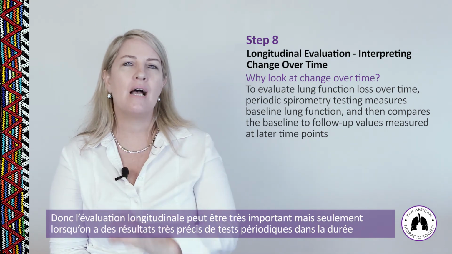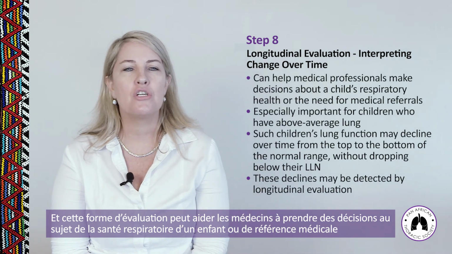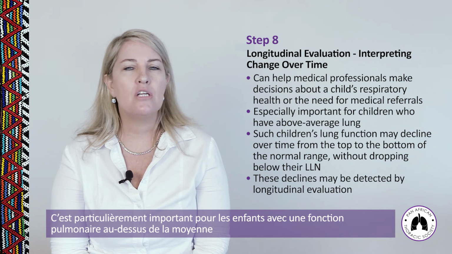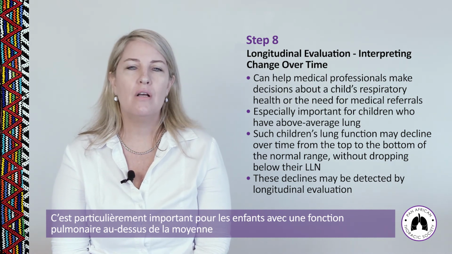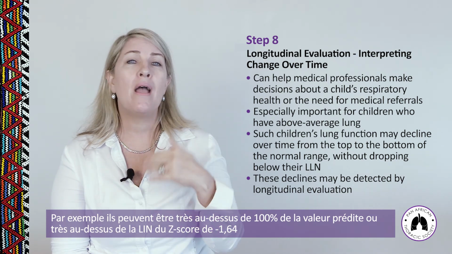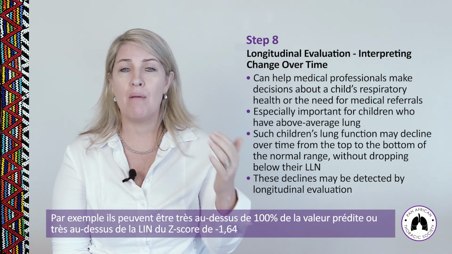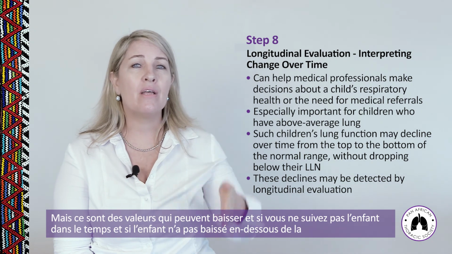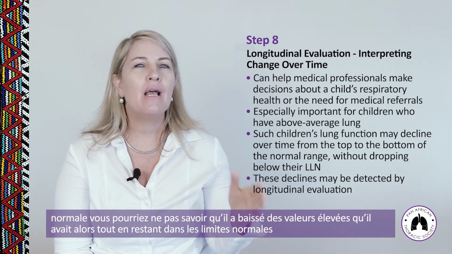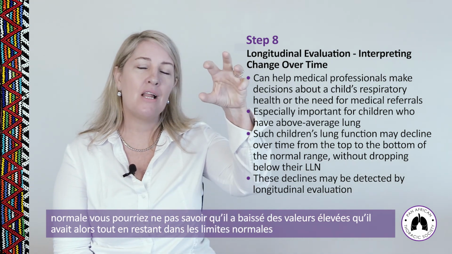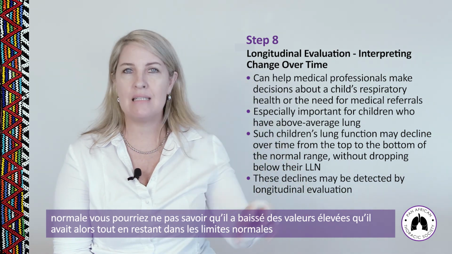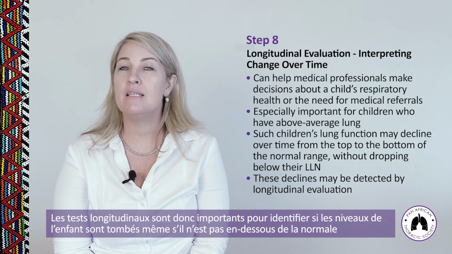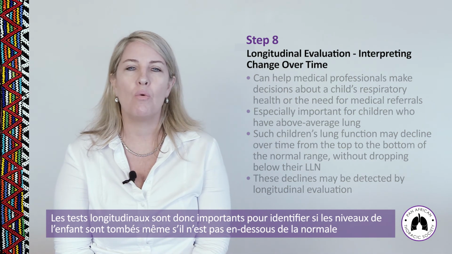That's test results over the time. And this, looking at the data over time, helps medical professionals to make decisions about the child's respiratory health or the need for referral. So longitudinal evaluation is especially important in children who have above normal lung function. For example, they may be way over 100% of predicted or way above the lower level of normal, or a Z-score of minus 1.64. But a child may still decline, and if you're not looking at the child over a period of time, if they still fall within the normal limits, you may not realize that he has actually deteriorated from the higher value that he was at to a lower value, but that is still within normal limits. So it's very important that we look at change over time to detect any abnormalities that have come up, even though the child hasn't dropped below the lower level of normal.